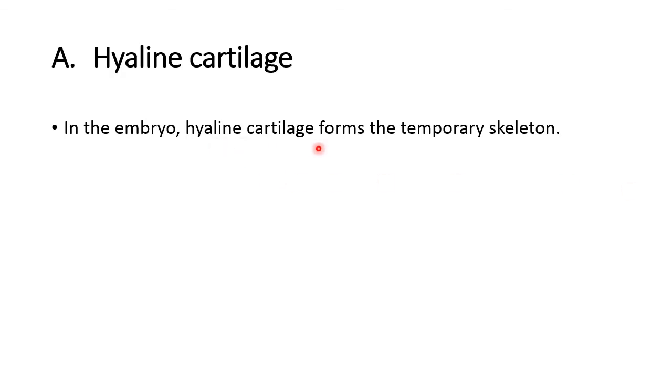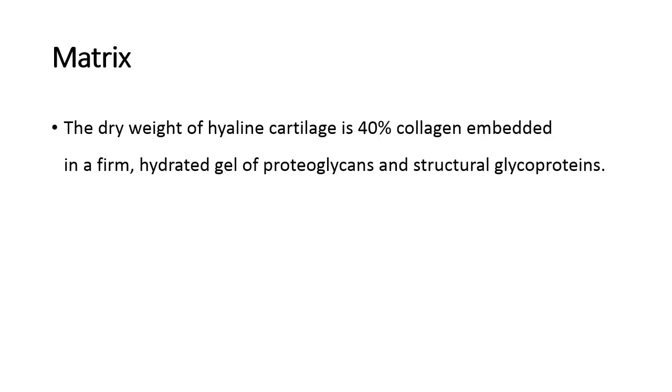In the embryo, the hyaline cartilage forms the temporary skeleton, which later develops into mature bone. So in the embryo, the hyaline cartilage forms the temporary skeleton. Let's discuss the matrix of the hyaline cartilage. The dry weight of hyaline cartilage is 40% collagen embedded in a firm, hydrated gel of proteoglycans and structural glycoproteins.